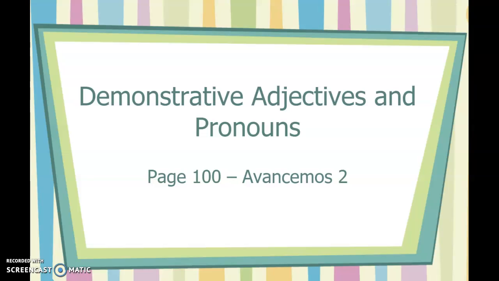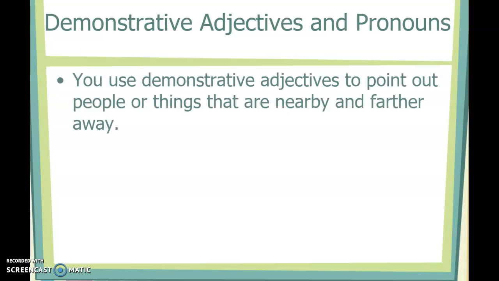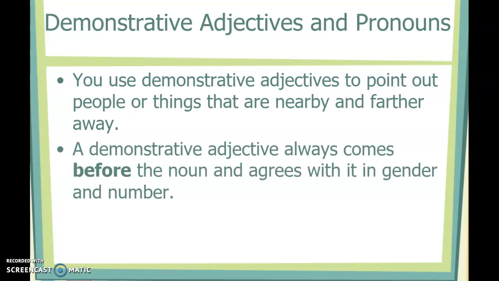This one is about demonstrative adjectives and pronouns, and it is from Unidad 2 en Avancemos 2. Demonstrative adjectives and pronouns, what are they? You can use demonstrative adjectives to point out people or things that are nearby and farther away from you. A demonstrative adjective always comes before the noun and agrees with it in gender and number. Let's take a closer look.